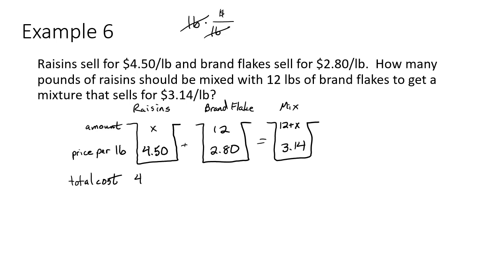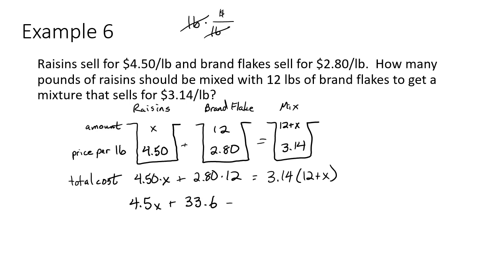All right, so you got $4.50 a pound times X pounds for raisins, $2.80 a pound times 12 pounds for bran flakes, $3.14 a pound times 12 plus X pounds for the mixture. And so now we have our equation that we solve for X. We've got 4.5X. I'm going to go ahead and multiply these two together with a calculator. 2.8 times 12, which would give me 33.6. And this is going to be equal to, I'm going to distribute this through.